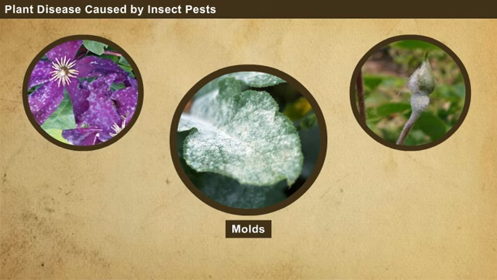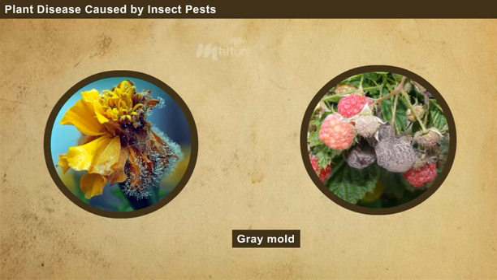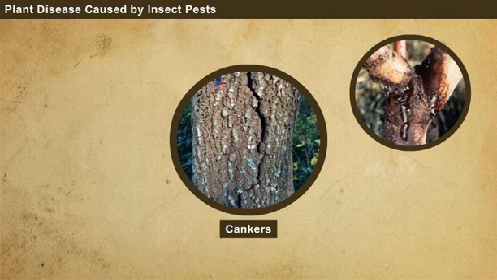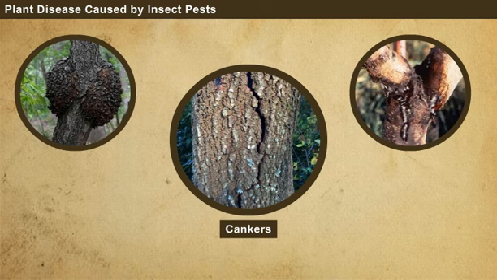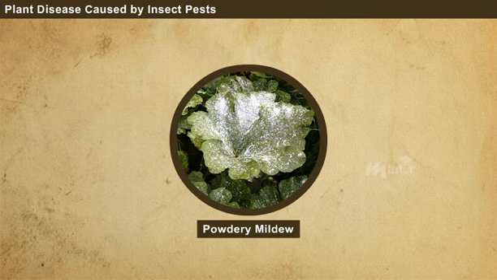Gray mold is commonly seen in many flowers and fruits. Cankers. Generally formed on woody stems and characterized by cracks, sunken or raised areas of abnormal or dead tissue. Powdery mildew. It is the formation of white to grayish powdery growth on the surface of leaves.